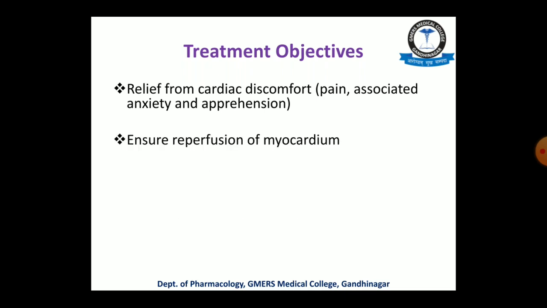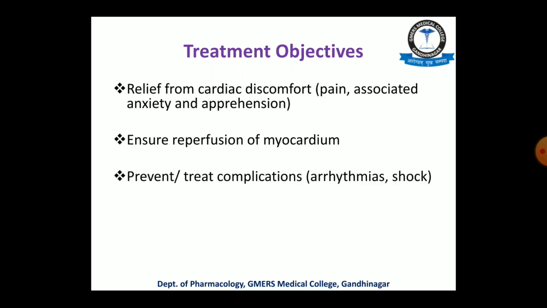Then next, the whole episode of the myocardial infarction is due to the blockage of the coronary vessel, and that's why the perfusion of the myocardium is hampered. So the next aim is to ensure the reperfusion of the myocardium. Then next, there are chances of development of many complications like arrhythmia and shock. So our first aim is to prevent the complication, and if the complication has already occurred, treat the complications.